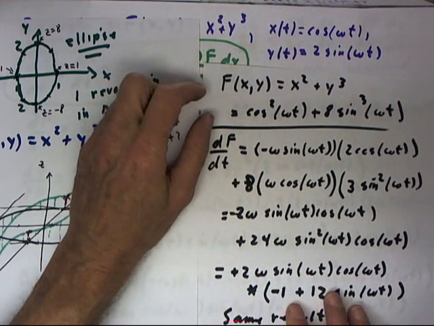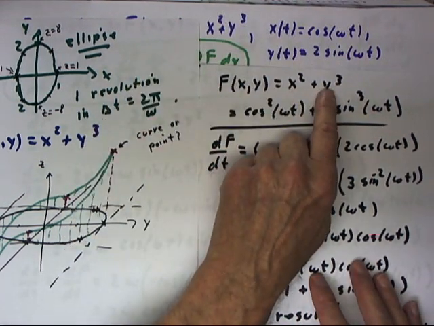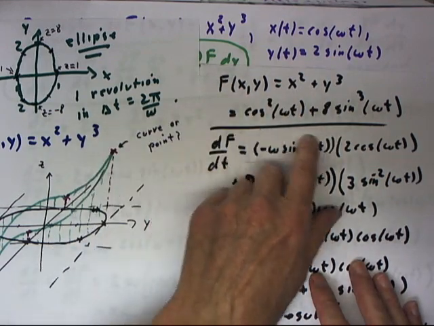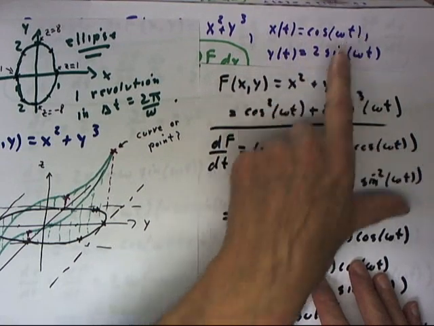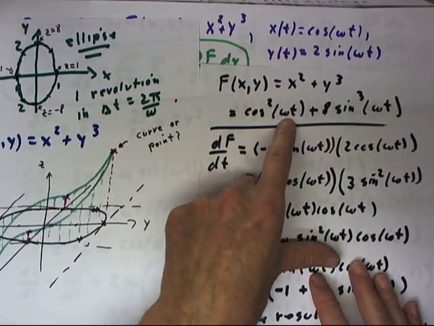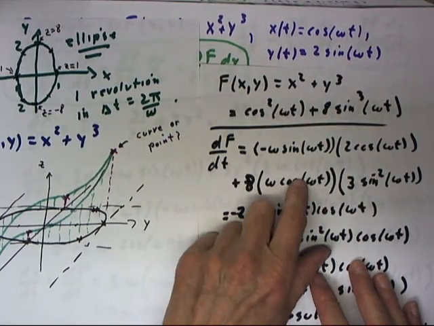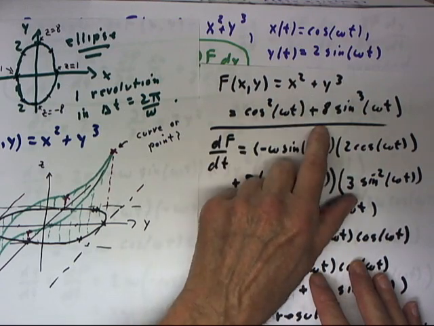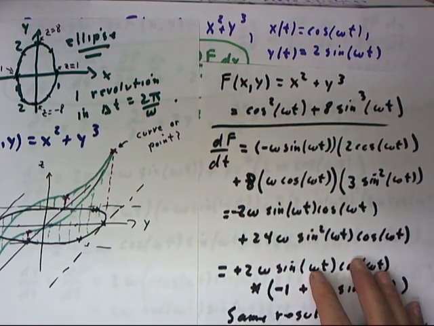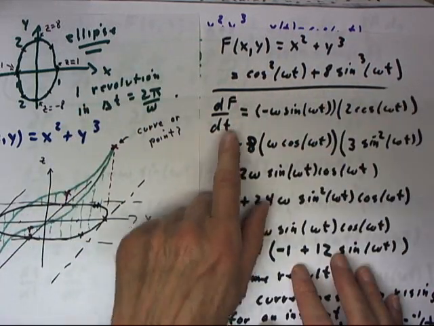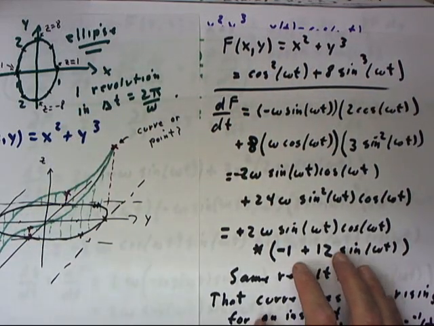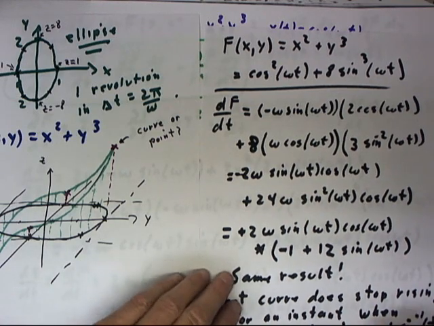Now recall that our function was f of x y equals x squared plus y cubed. We can write this out directly in terms of t. X is cosine of omega t, so we have cosine squared of omega t. Y is 2 sine of omega t, so y cubed is 8 sine cubed of omega t. And we can then directly take the derivative of this expression with respect to t without running through the chain rule the way we did before.